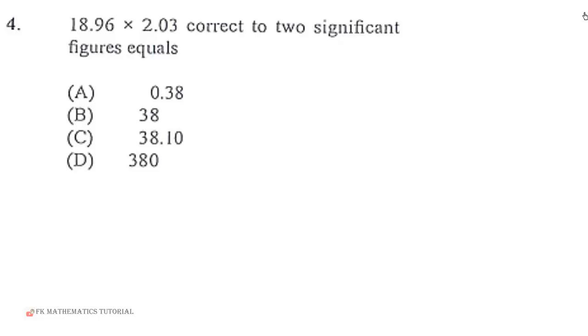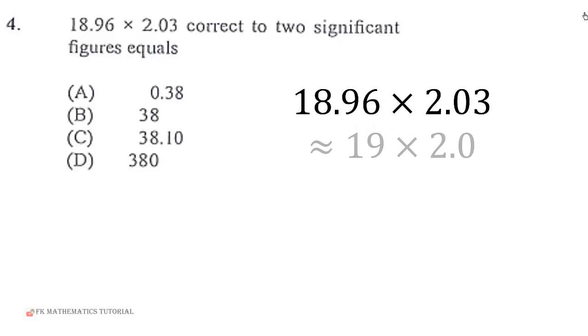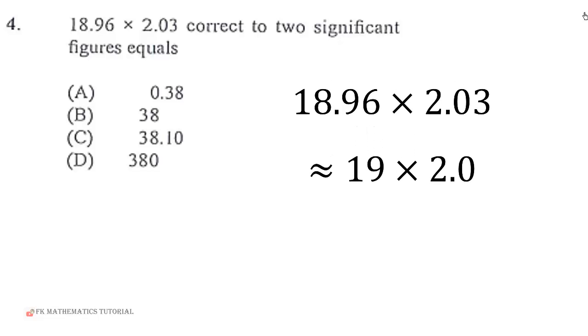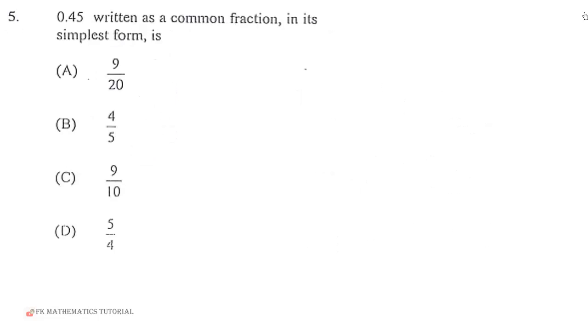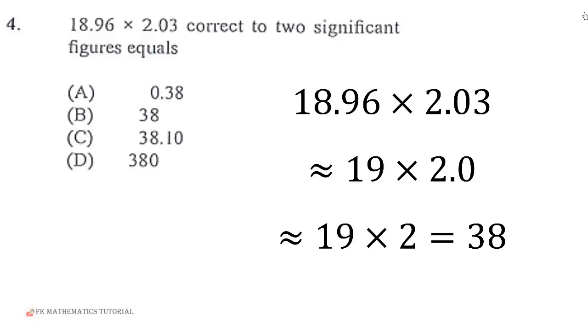18.96 times 2.03 correct to two significant figures equals. So when we multiply, the two significant figures of 18.96 is 19. Then the two significant figures of 2.03 is 2.0. So when you multiply these, you get 38. So the correct answer is option B.